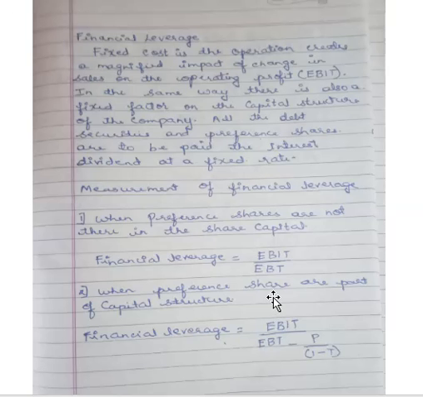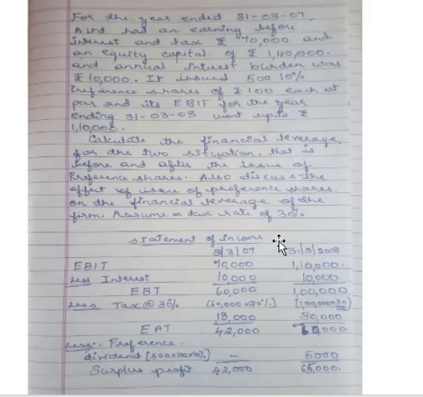It means we have to prepare the statement of income till EBT. We want EBIT and EBT for the formula. So we will prepare the statement of income for the 2 years, 31/3/2007 and 31/3/2008.